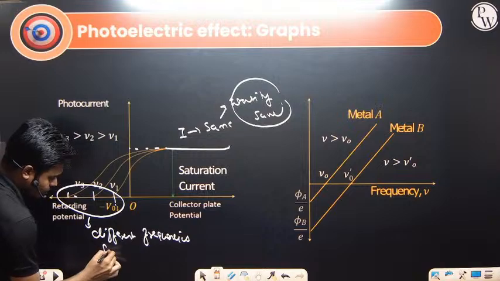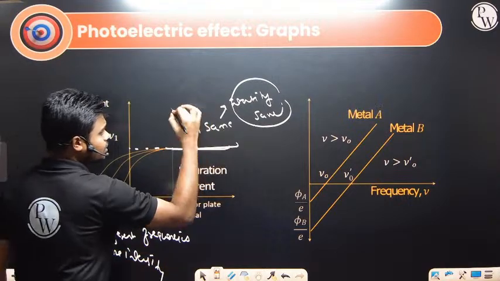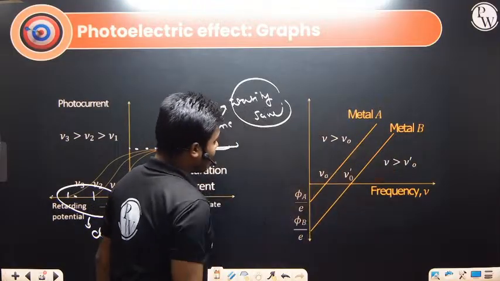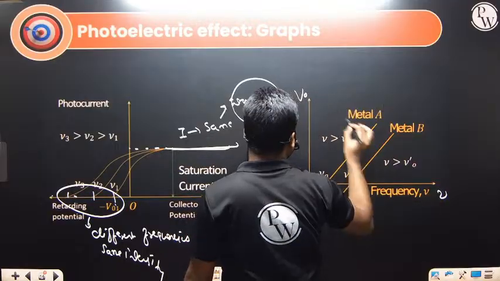Same intensity. Why same intensity? Because the saturation current value is the same. And the last part that we have here, for metal A and metal B, we are plotting V0 versus frequency. What is V0? Stopping potential.